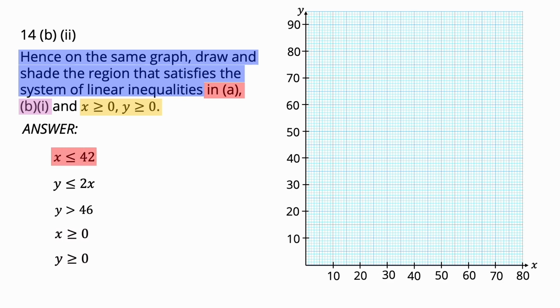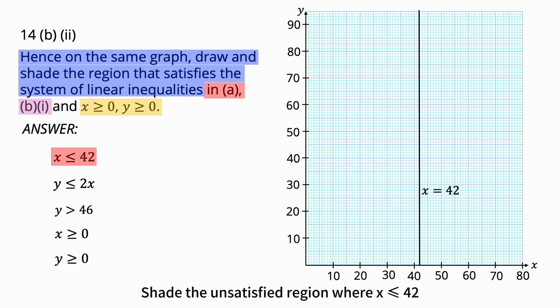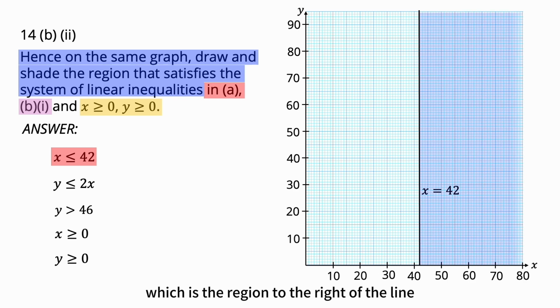For X less than or equal to 42, draw a vertical line at X equals 42. Shade the unsatisfied region where X is not less than or equal to 42, which is the region to the right of the line.